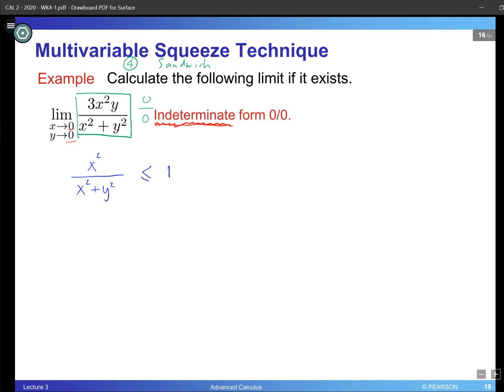Do you agree with me? Why? Because the denominator is always larger than the numerator, and they have to be positive. So in the end, the fraction has to be less than 1. And once again, you notice all these squares, which means that this fraction has to be positive always. So we have this relation between the left-hand side and the right-hand side.